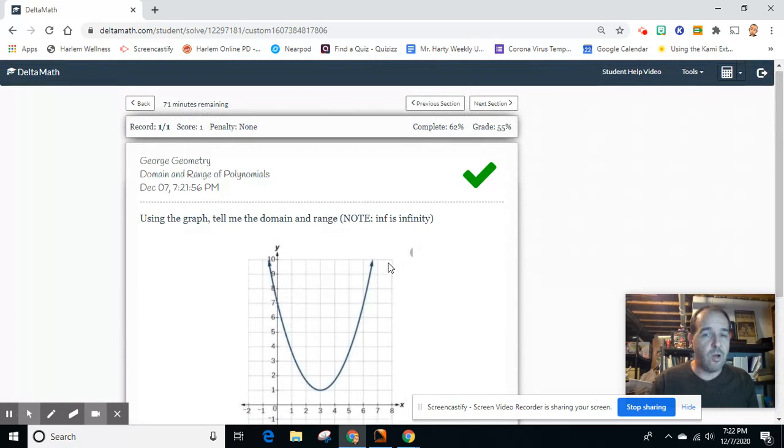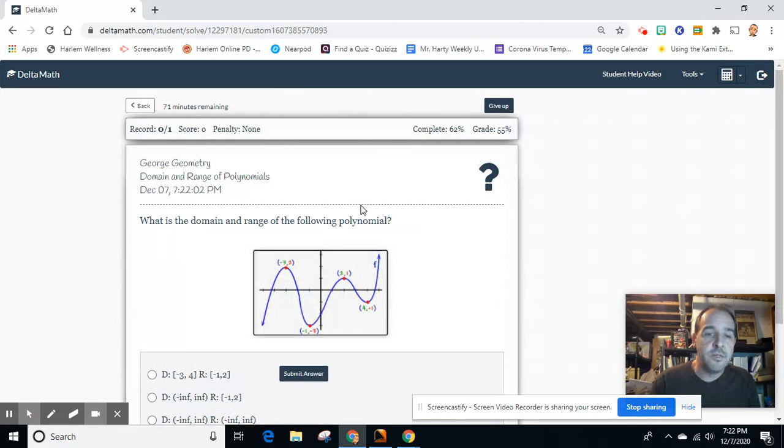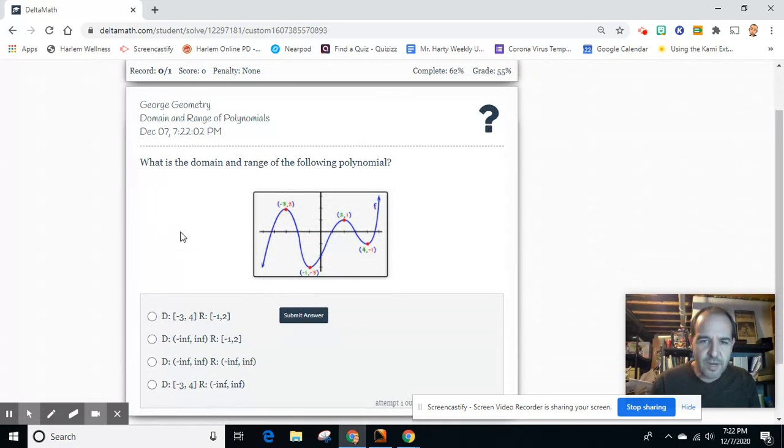It should have told me I was wrong. Oh, yeah, I'm going to have to get into that one. Oh, dear. All right, let's try this next one. What's the domain and range of this polynomial?